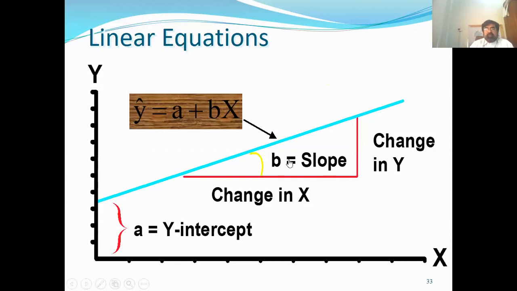So this is another diagrammatic explanation. Y hat is equal to a plus bx. Y hat means the response variable: when there is a change in the independent variable, it predicts the response variable, y hat, which is equal to a plus bx, where a is the intercept and b is the slope. When one changes, the other changes and it moves up, so it makes a slope, which is denoted by b. A change in x will bring a change in y, and there will be a slope, which is denoted by b.